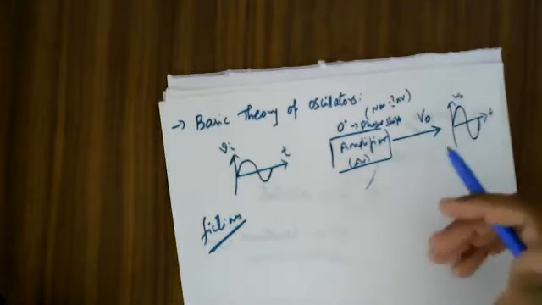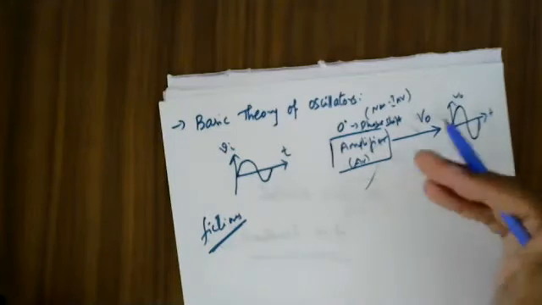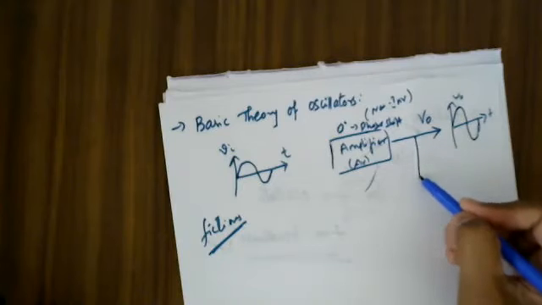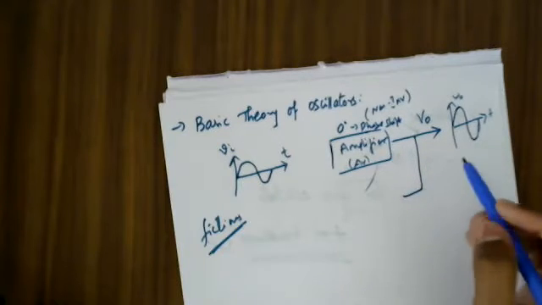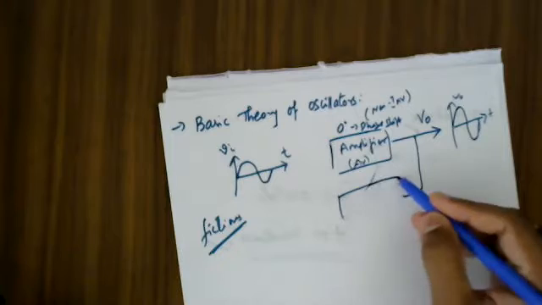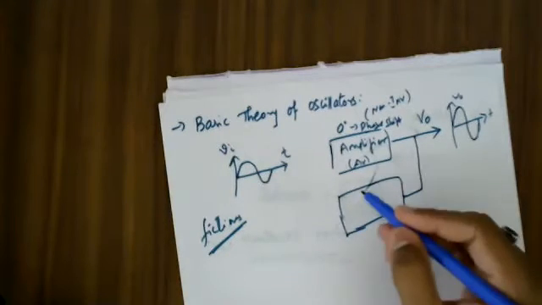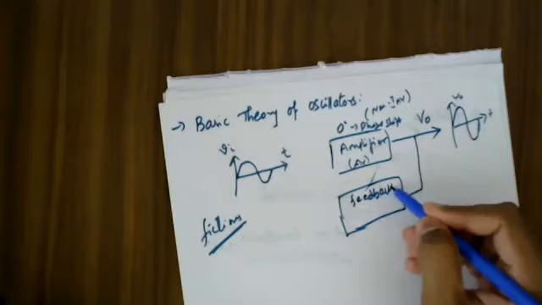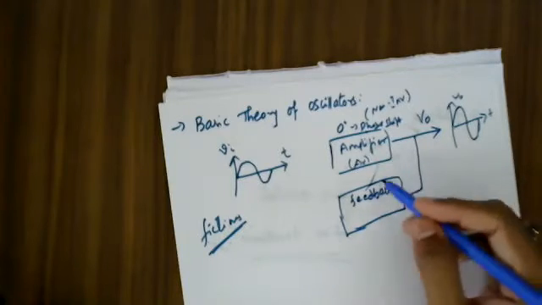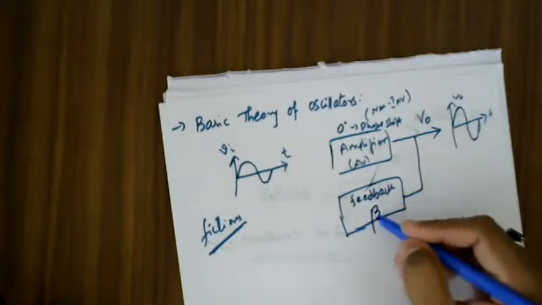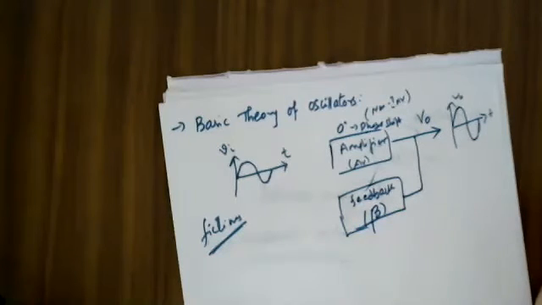That is, it should operate on itself. So in that process, what I will do is take a part of the output voltage and apply it as input to this particular circuit. So let me say that I'm having a feedback circuit. So this is my feedback circuit, and let me say that the gain of this feedback is beta.